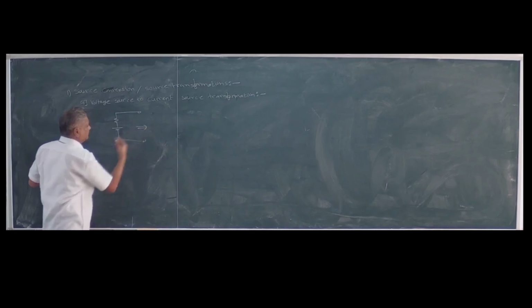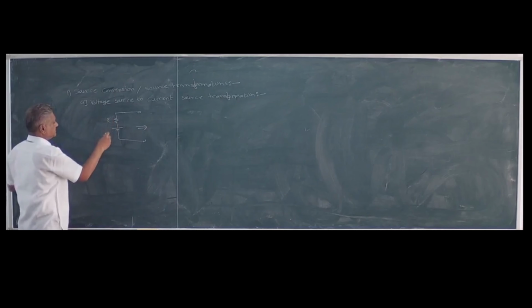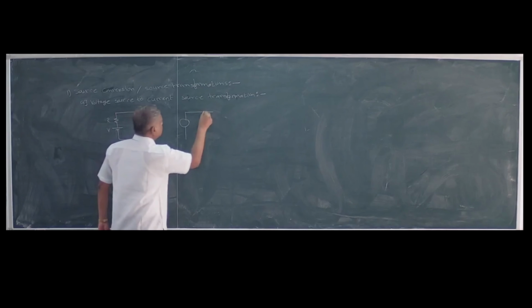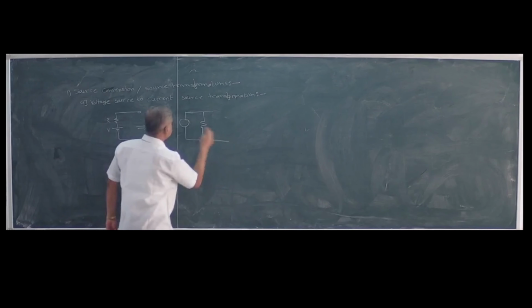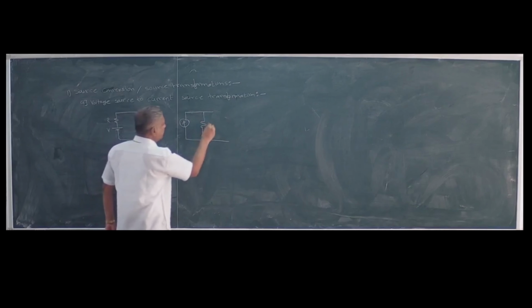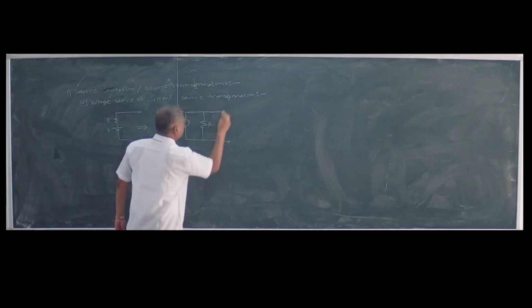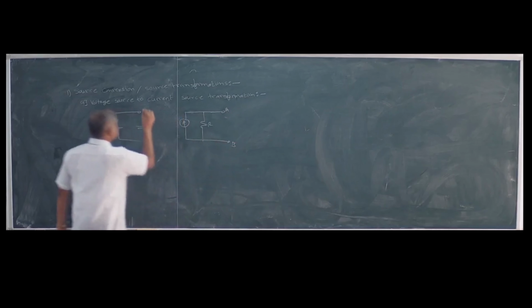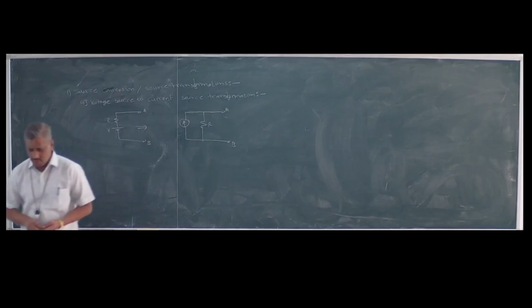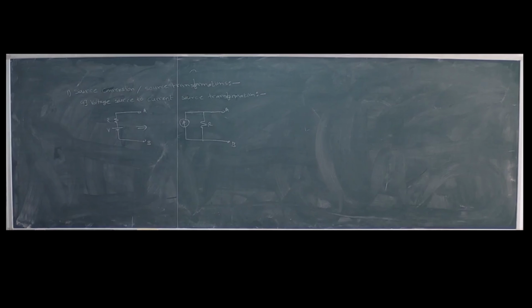I will write the similar things. Its equivalent conversion will be something like this. I will focus on the point which is difficult. This is A and B, this is A and B. Here, the given source is the voltage source. We can convert the voltage source to the current source.